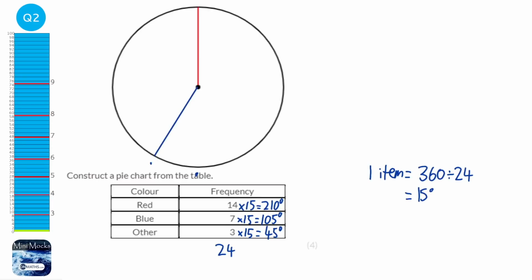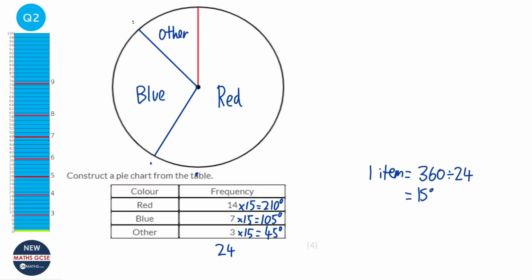Then to do 105, we're going to put our protractor in the middle. And we're going to look at 105, which will be up here. And then we're just going to join it up with a straight line. And then we're just going to check the last angle. And so if I put my protractor on it, it is 45 degrees. Perfect. Now, an important step to not miss is you need to label them. And so the first one is red, the second one is blue, and then the final one is other.